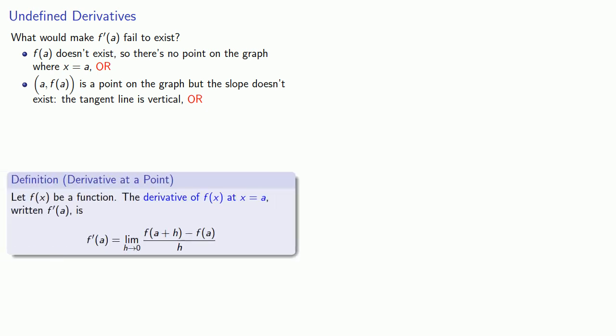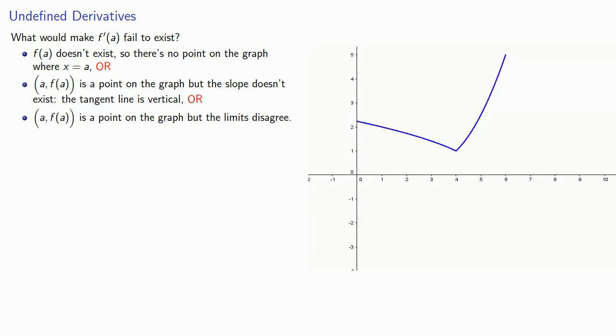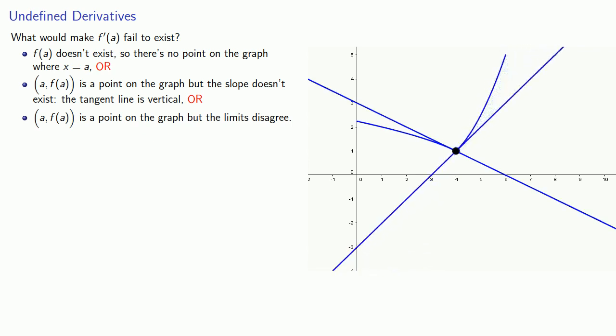Or there's one more possibility. Remember, the derivative is a limit, and it's possible that the limit might not exist. And one way for this to happen is that maybe we have a point on the graph, and maybe we have the slope of a secant line, but the limits disagree. If we approach the point from the left, we might get one slope, but if we approach the limit from the right, we might get a different slope. And so here's another possibility.